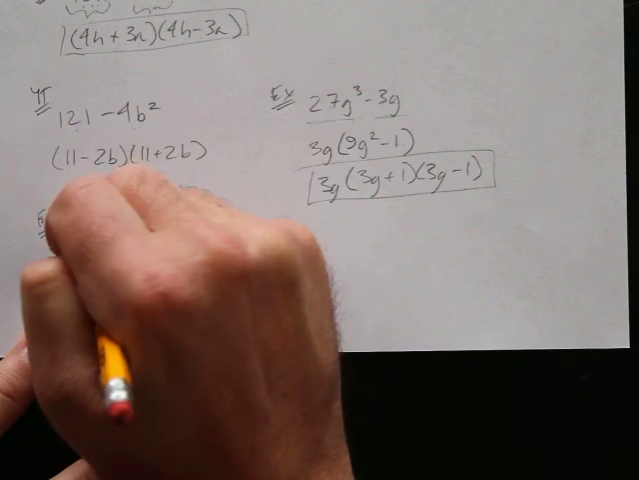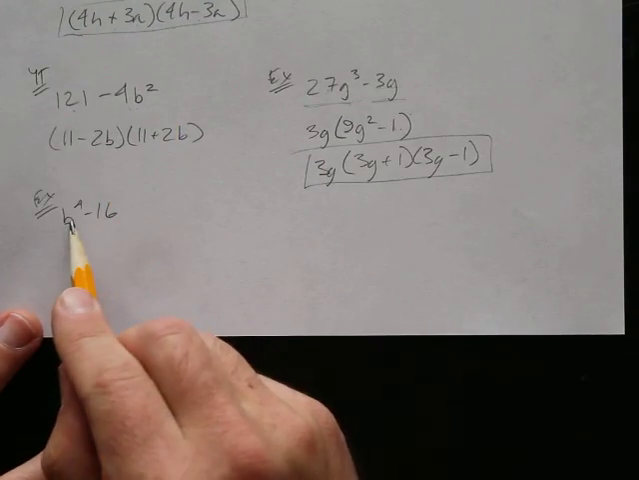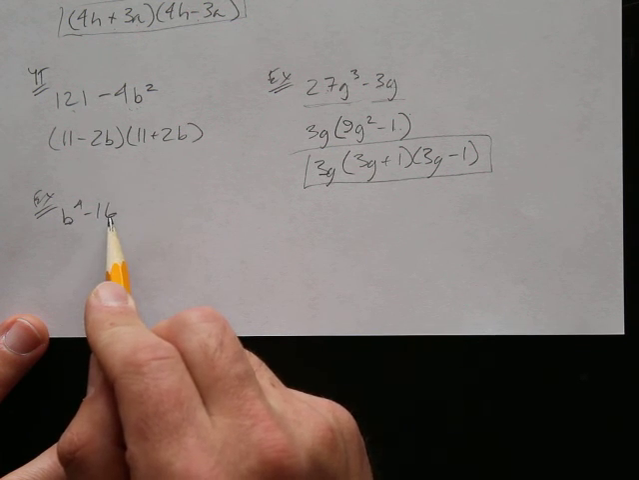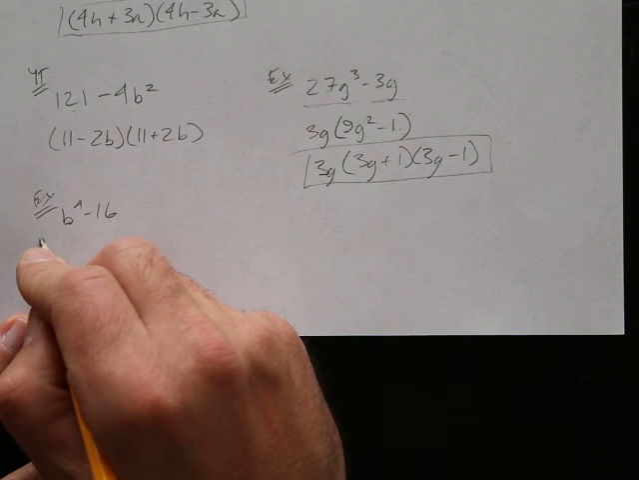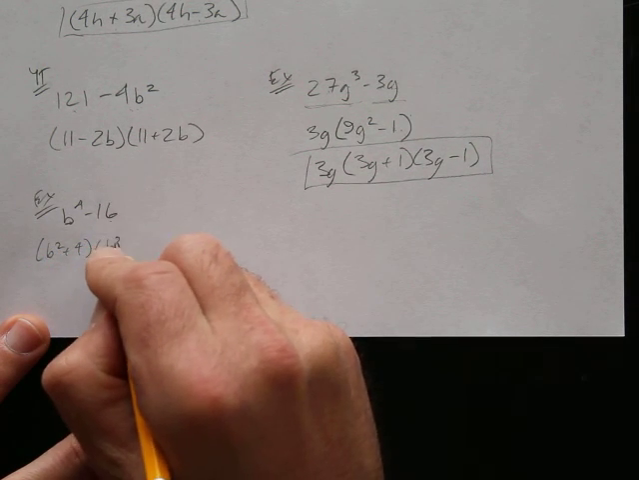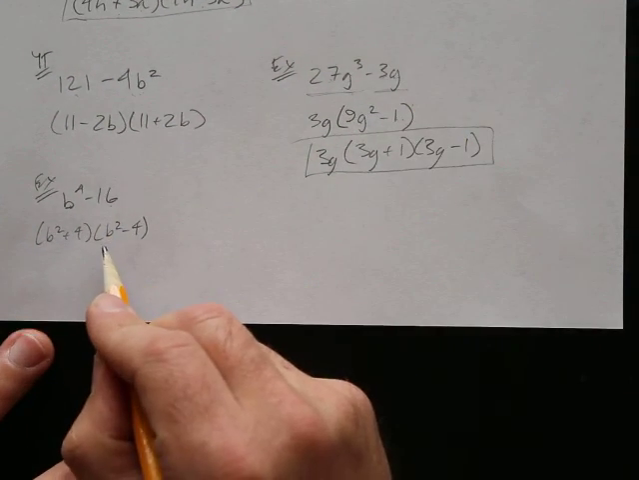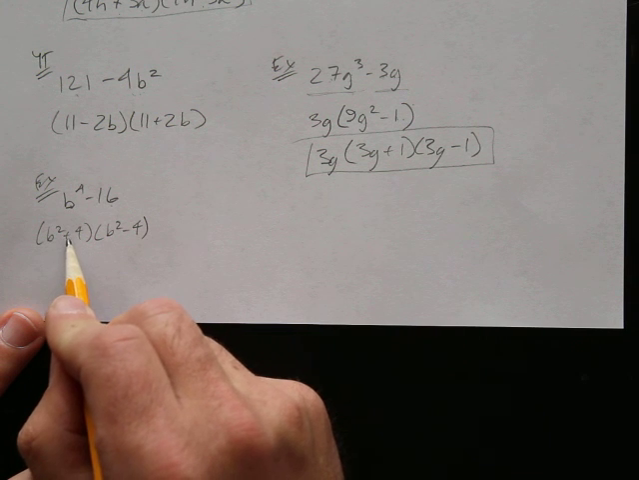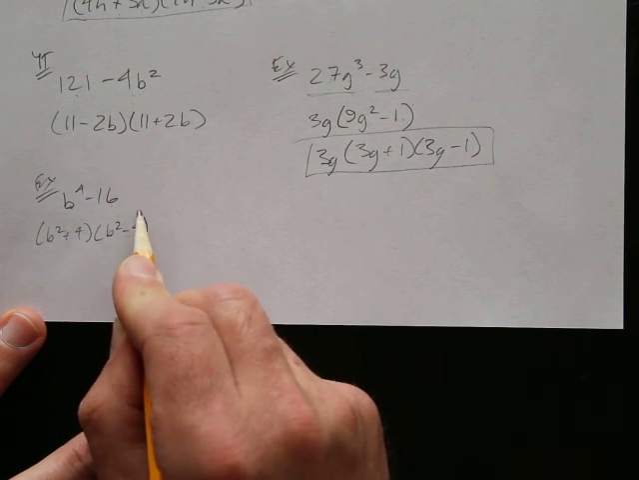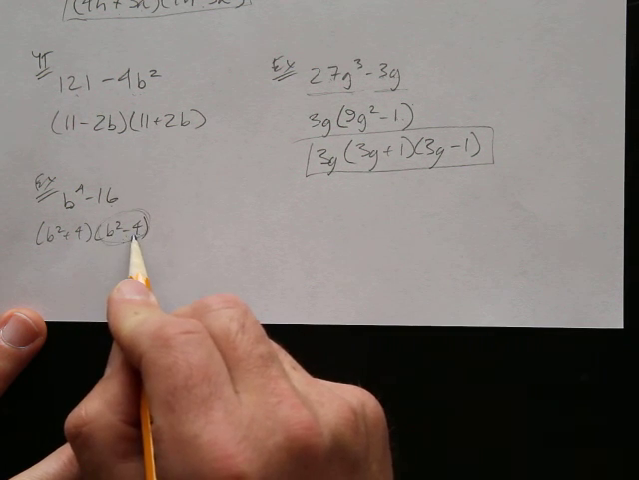B to the 4th power minus 16. Okay, b to the 4th, that's a perfect square. B squared times b squared. And then 16, perfect square, that's 4. Okay, so I've got b squared plus 4, b squared minus 4. Now when I get here, there's nothing more I can do to this one. But notice how this one is a perfect square minus perfect square. So I can factor this binomial even more.